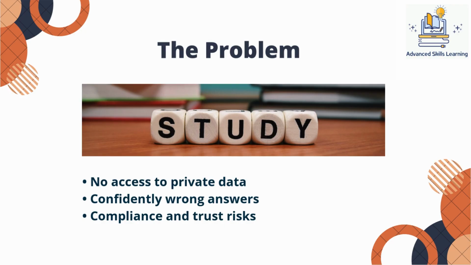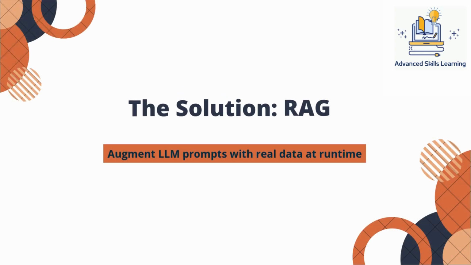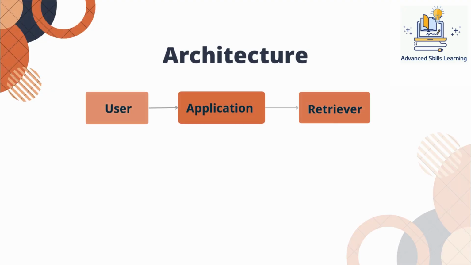Retrieval Augmented Generation enhances a language model by injecting relevant external knowledge into the prompt at runtime. Instead of relying purely on what the model remembers from training, the model reasons over real data retrieved dynamically for each request. Let's look at the architecture at a high level.